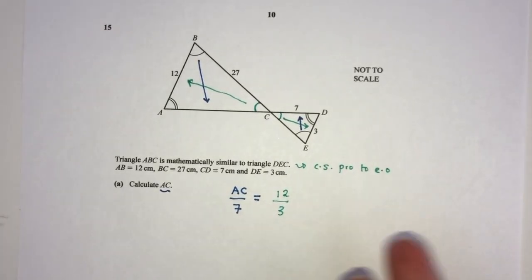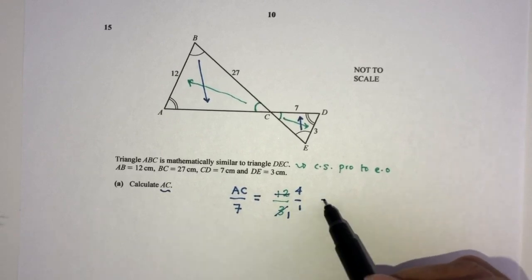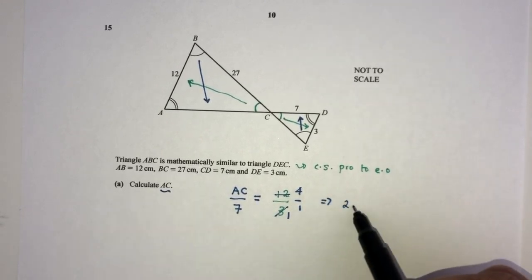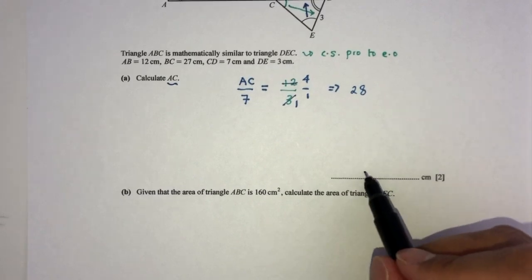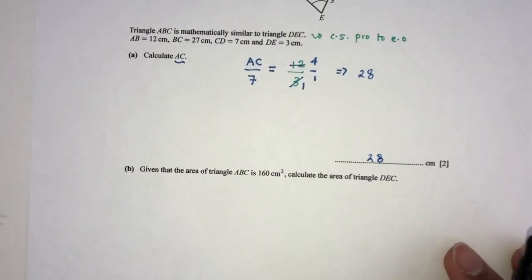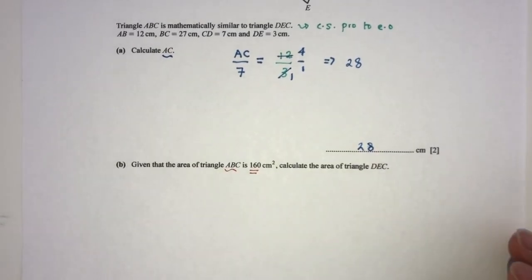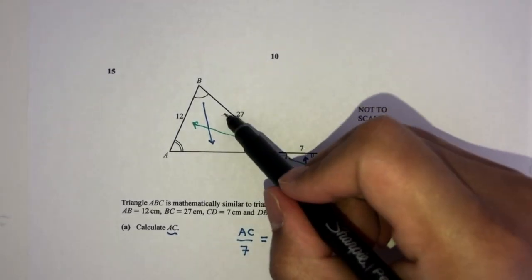Okay, so now we can simplify and solve. This will be 1. This will be 4. Cross multiply, you will have 7 times 4 will be 28. So AC will be the value of 28 by using similarity. Now for part B, given that the area of triangle ABC is 160 centimeters squared, so this one is 160.